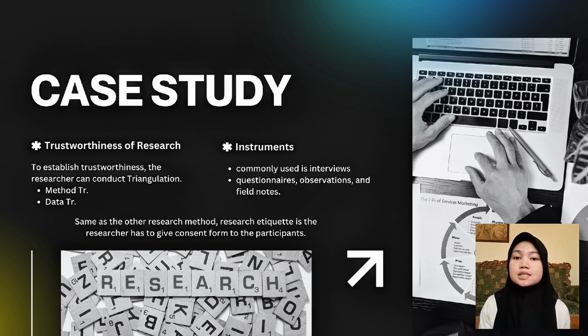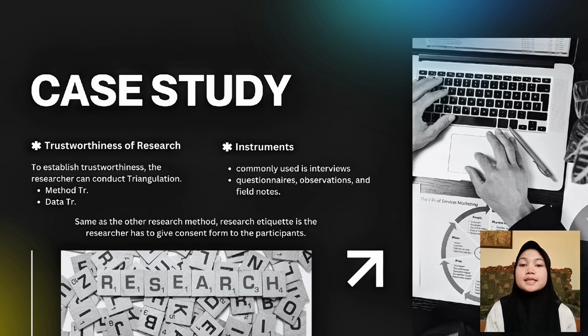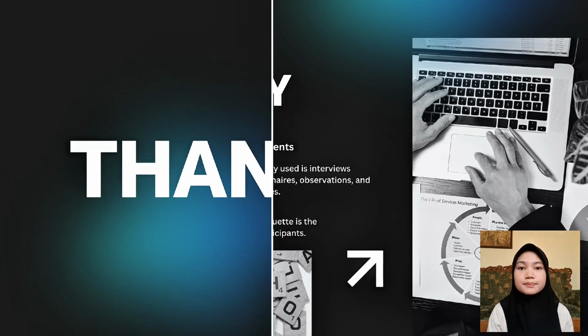And then for the instruments used, the instrument that is commonly used is interviews. Other instruments that can be used depending on research needs include questionnaires, observation, and field notes. And last but not least, same as other research methods like classroom action research or research and development, the research etiquette is that the researchers have to give a consent form to the participants.